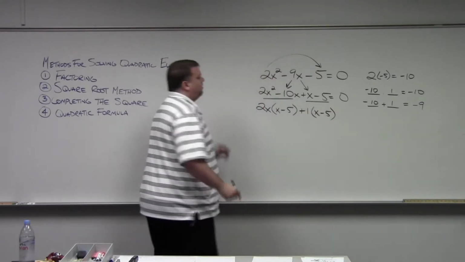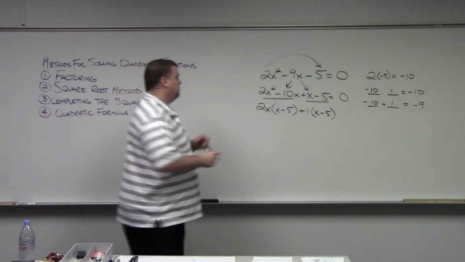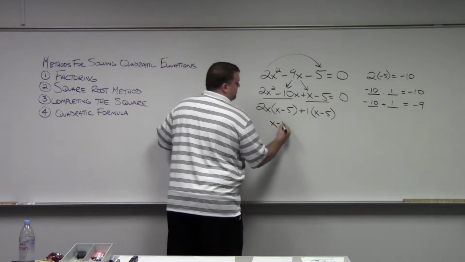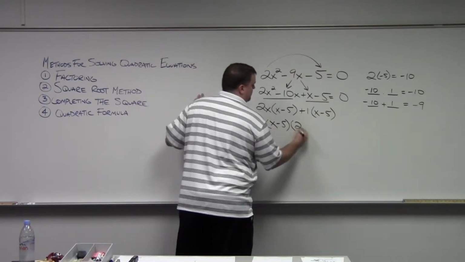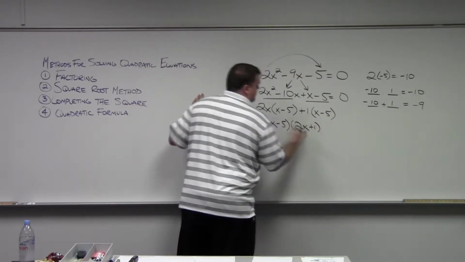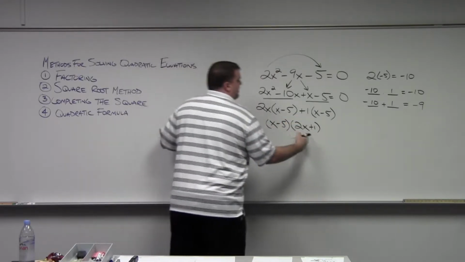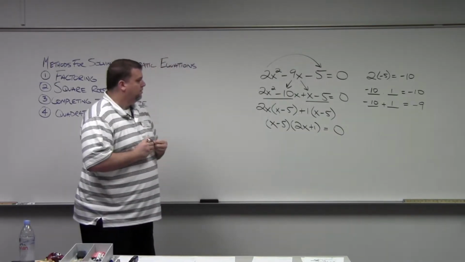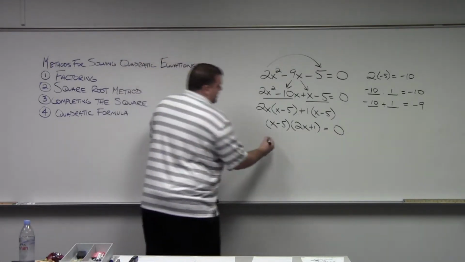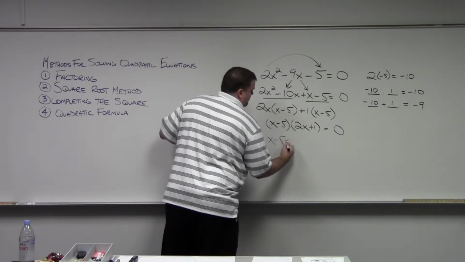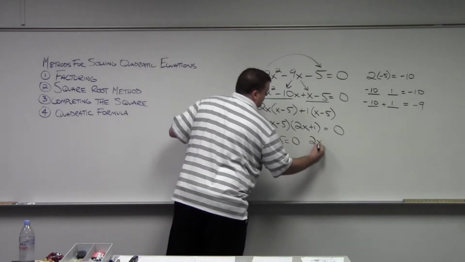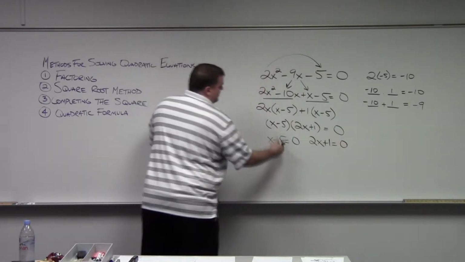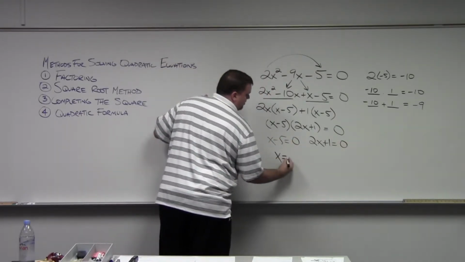If I pull just a positive 1 out, that's not going to change my factor. Notice these two factors are the same. So x minus 5 and 2x plus 1 is my other factor. I would then set those factors equal to 0. So what would this answer be? X equals what? 5.